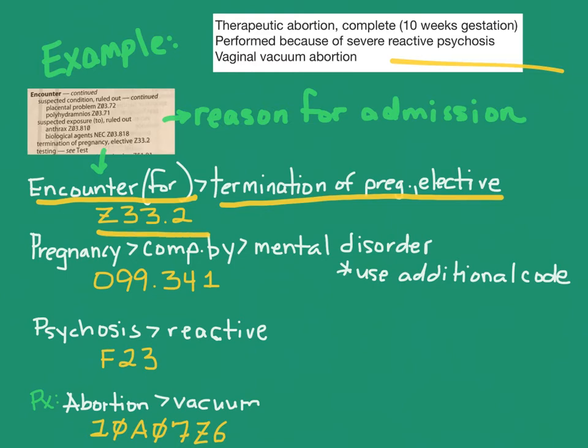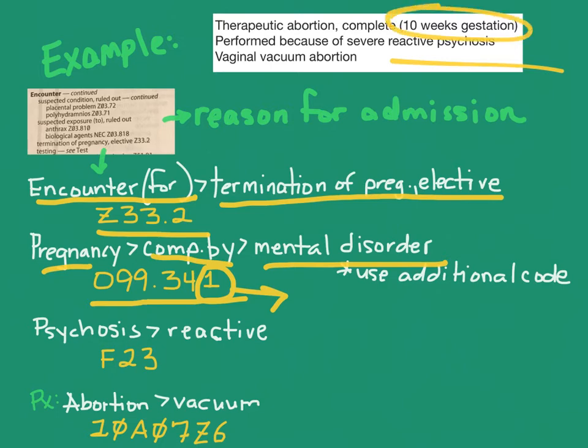Then we will pull in the pregnancy code. Pregnancy complicated by mental disorder. This will lead us to code O99.34, and then the 1 will be added in the tabular list, which you find when you get there is pulling in the notation of the first trimester, since we are at 10 weeks of gestation.